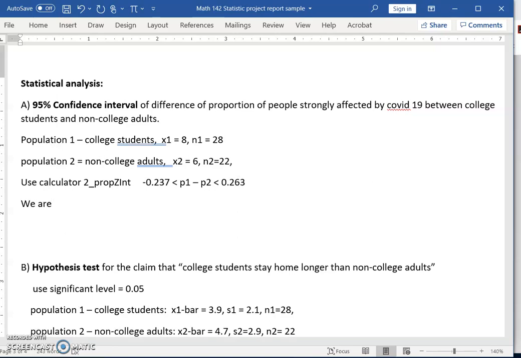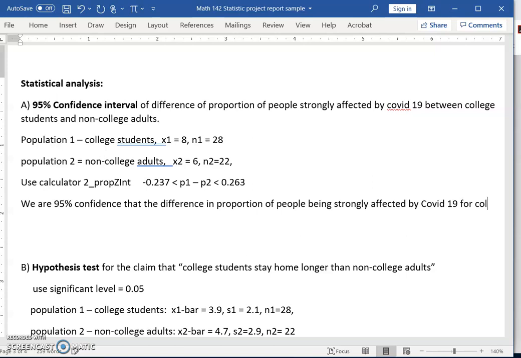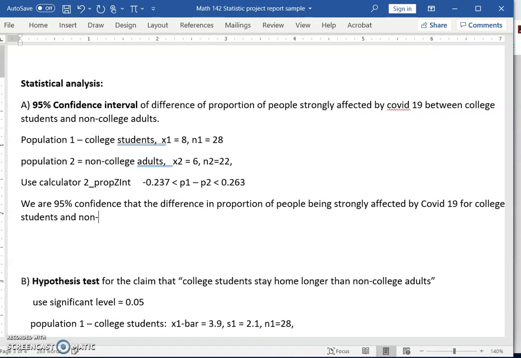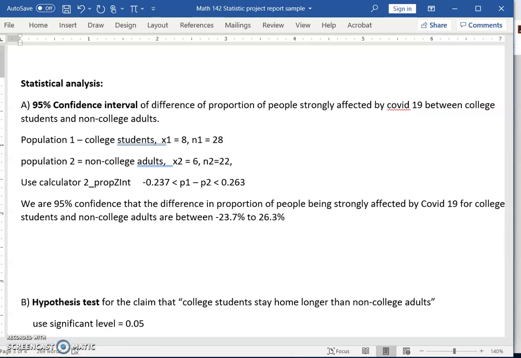We can say we are 95% confident that the difference in proportion of people being strongly affected by COVID-19 for college students and non-college adults is between negative 23.7% and 26.3%. That's a really big interval. So that's the conclusion from the confidence interval, 95% confidence.